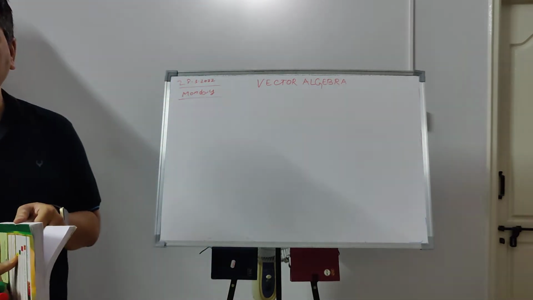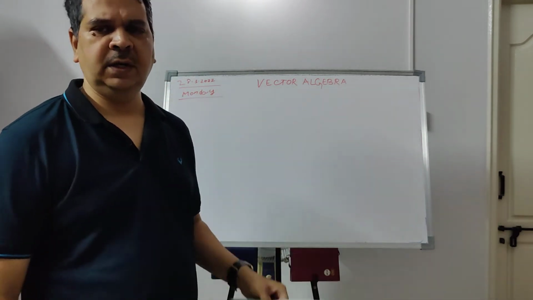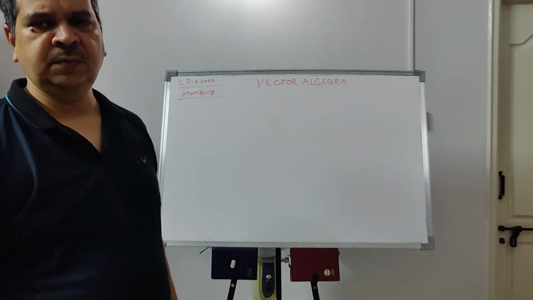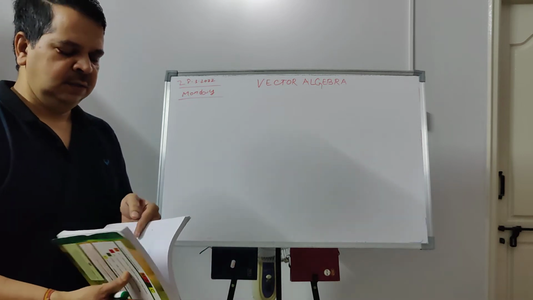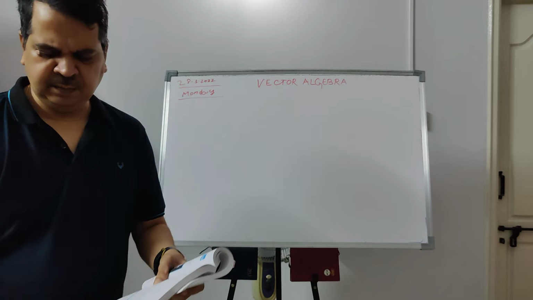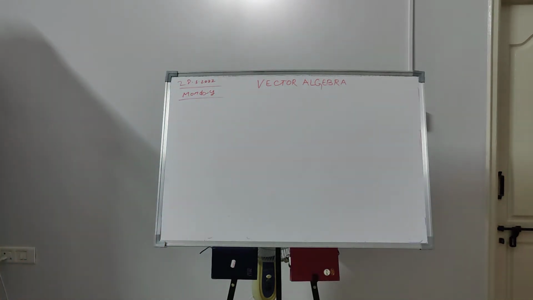In multiplication, there are two types. One is dot product, one is cross product. So dot product gives rise to a scalar and cross product gives rise to a vector. So let us start with the definition of vector. Okay, actually what is a vector?